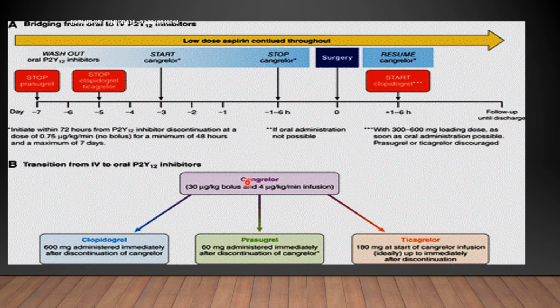We are giving cangrelor to the patient at a dose of 30 mics per kg bolus and 4 mics per kg per minute infusion. Clopidogrel is administered in a loading dose of 600 mg immediately after discontinuation of the cangrelor infusion. Prasugrel, on the other hand, is administered immediately after discontinuation of cangrelor in a loading dose of 60 mg, and ticagrelor 180 mg at start of cangrelor infusion up to immediately after discontinuation.